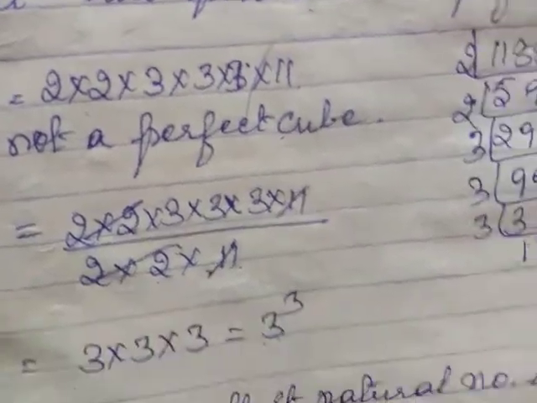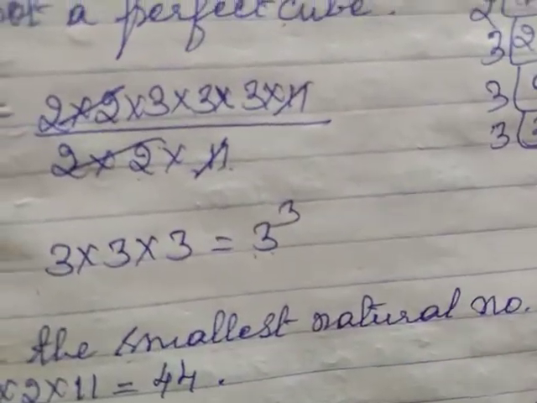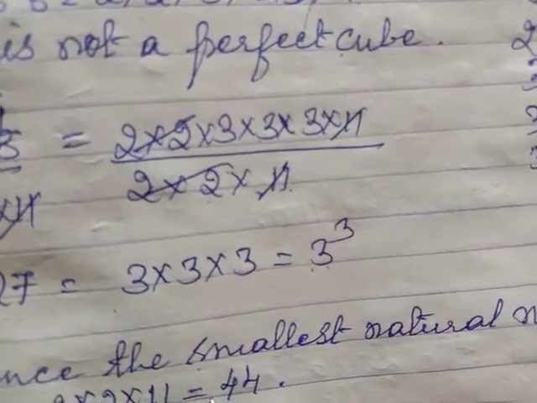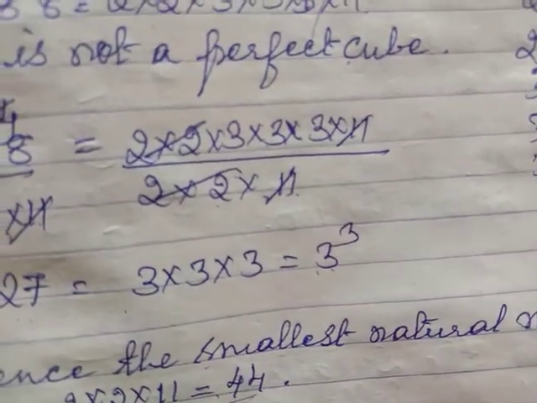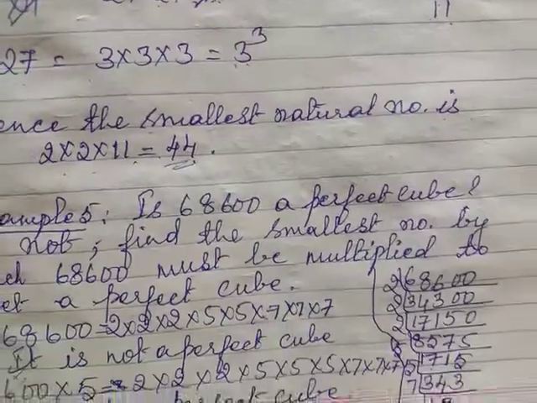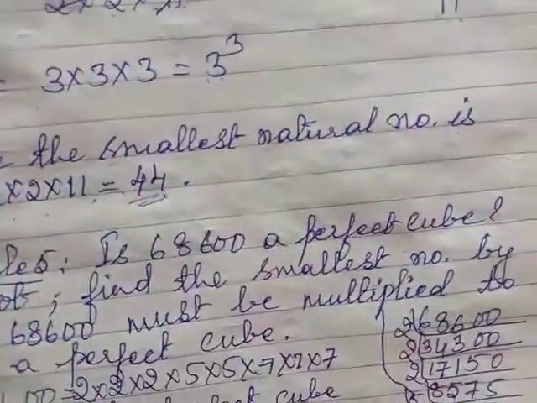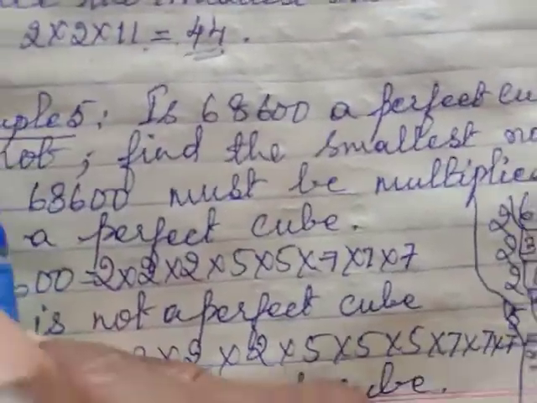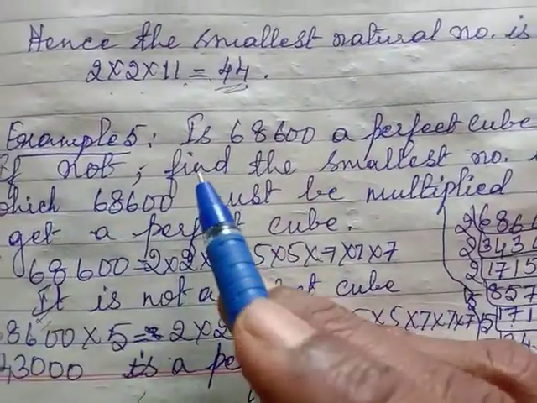Okay, hence the smallest natural number is 2 into 2 into 11, that is 44. From this we divided this one. Okay, next is example 5.